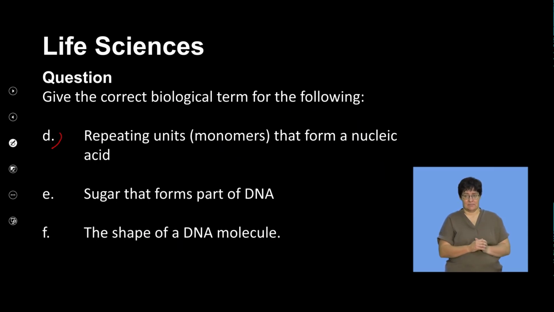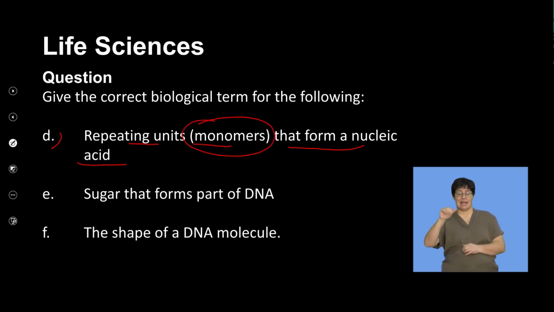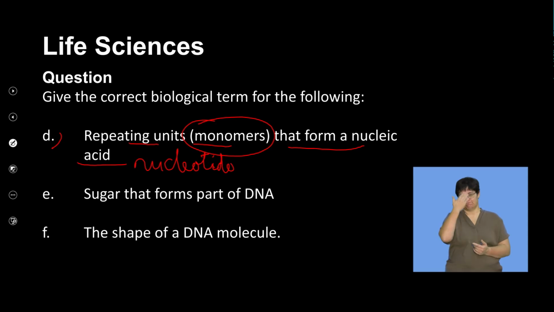D. Repeating units or monomers that form a nucleic acid. So the repeating monomers of nucleic acids are called nucleotides. So the DNA is made up of nucleotides, and we know that we've got RNA nucleotides and DNA nucleotides that produce different types of nucleic acids.